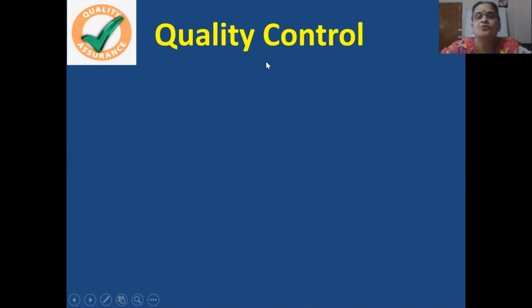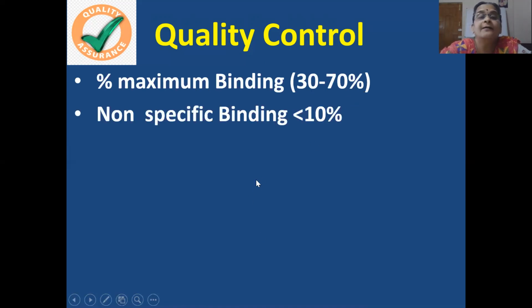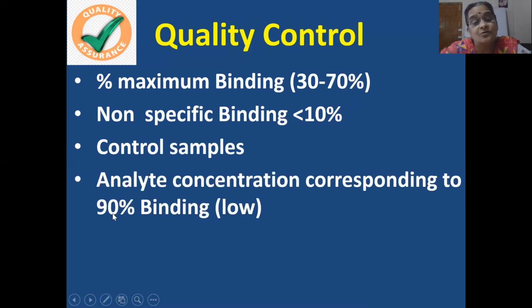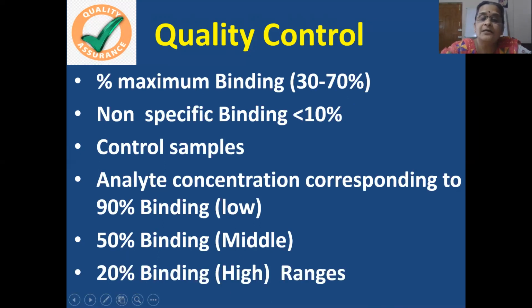Now, for the quality control of this RIA, we find out the percentage maximum binding, which should be 30 to 70%, and non-specific binding should not go beyond 10%. The control samples are: analyte concentration corresponding to 90% binding, which is low; analyte concentration corresponding to 50% binding, which is middle; and corresponding to 20% binding, which is high. So low, middle and high ranges.